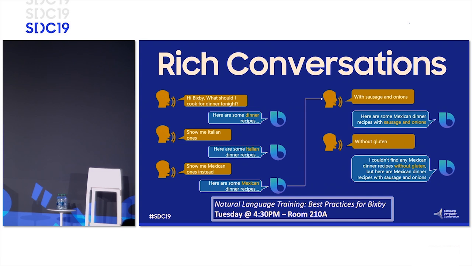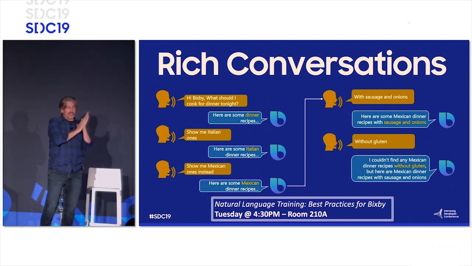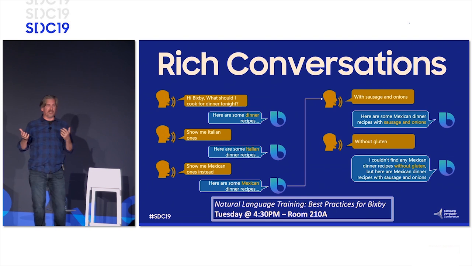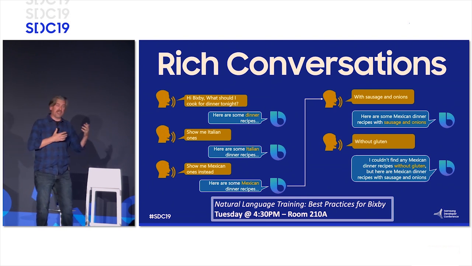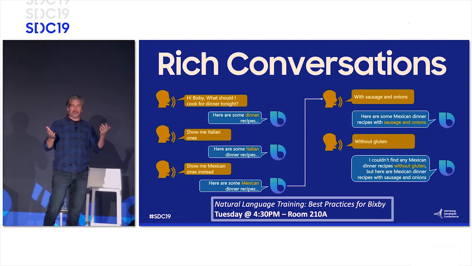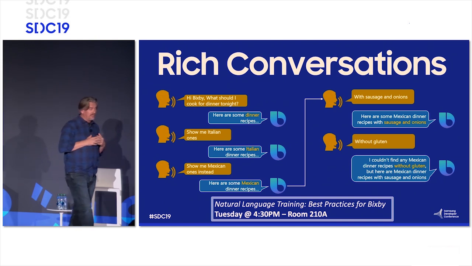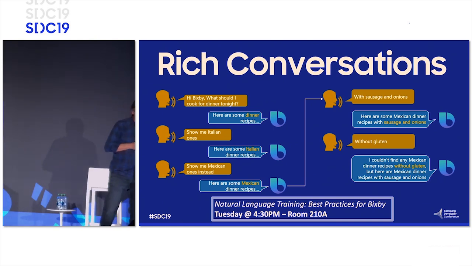Okay, rich conversational capabilities. So I have an example here. Hi Bixby, what should I cook for dinner tonight? Bixby shows you some dinner recipes. And I say, show me some Italian ones. Now I see Italian dinner recipes. But then I go, show me Mexican ones instead.